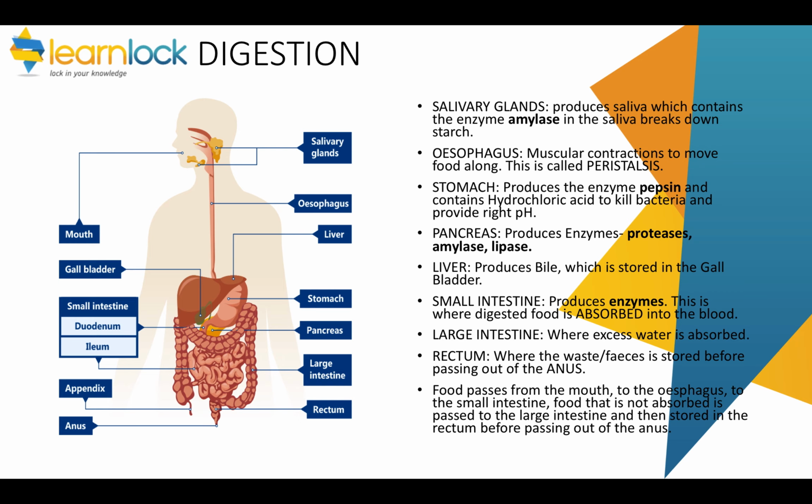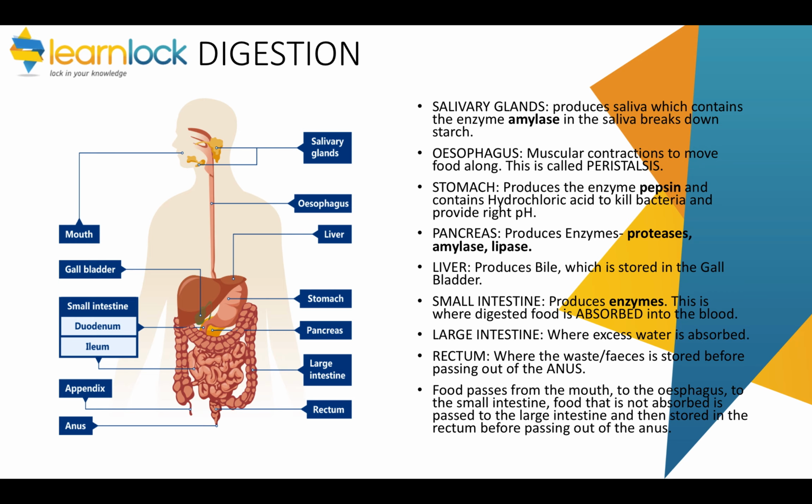Moving on to what actually happens in the digestive system. In the mouth, you have salivary glands, and they produce a liquid called saliva, which breaks down the food. But it not only softens it, it contains an enzyme, and that enzyme is amylase. So that actually breaks down starch in your mouth.